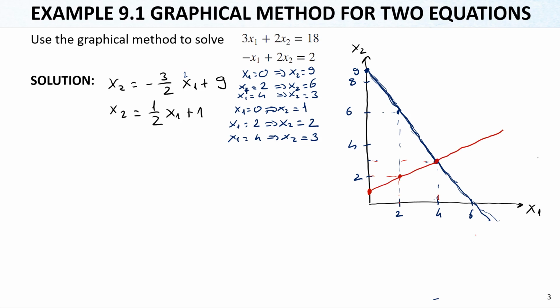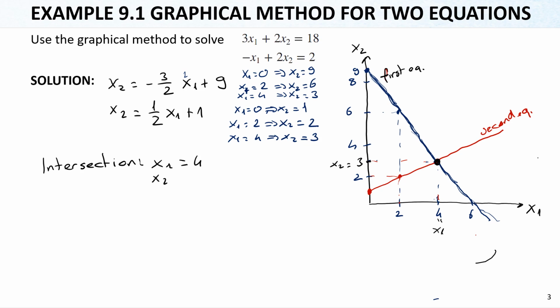You can see this one is the second equation and this is the first equation. So the intersection of these will give us the result, meaning that this 4 is x1 and this 3 is x2 for the solution. So at the intersection, x1 is 4, x2 is 3.